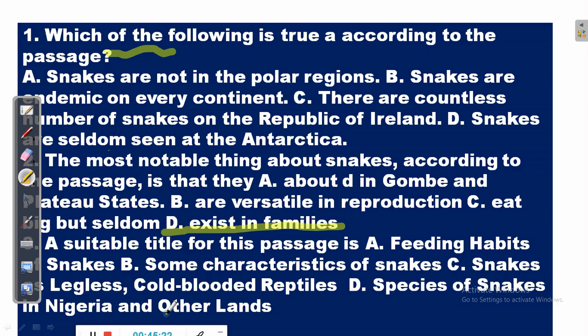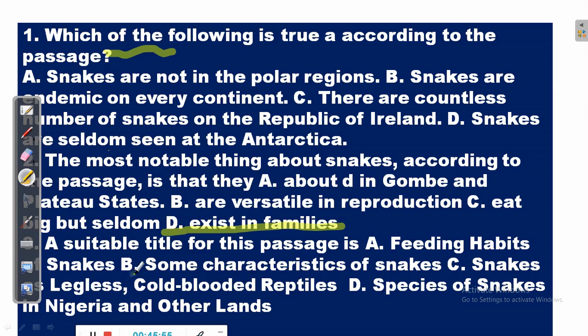D, species of snakes in Nigeria and other lands. As I earlier mentioned, information concerning where you find snakes in abundance in Nigeria was mentioned rather like an afterthought, and it was cited as examples and even in contrast to some other ideas. So we cannot conclude that this is really the title. It's not what the whole passage is all about.